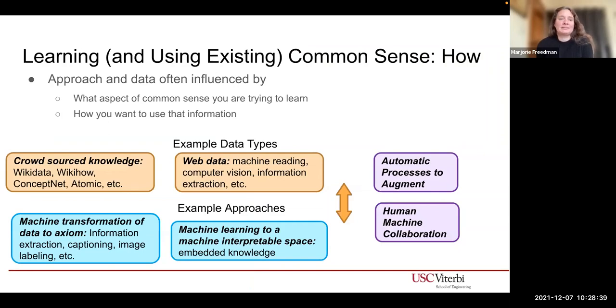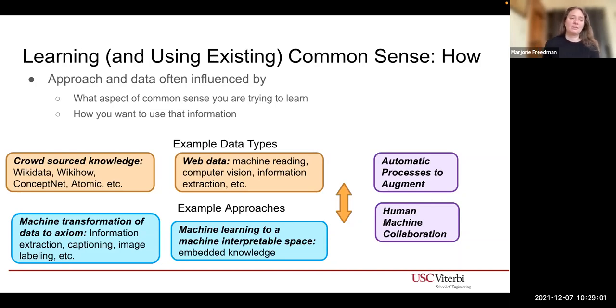So how do we go about learning common sense? Well, the approach and data are often influenced by what aspect of common sense you're trying to learn and how you want to use that information. And so Pedro gave very concrete evidence of how these different dimensions behave differently. Sometimes one is much more important than the other. But we can learn both from these crowdsourced knowledge resources.